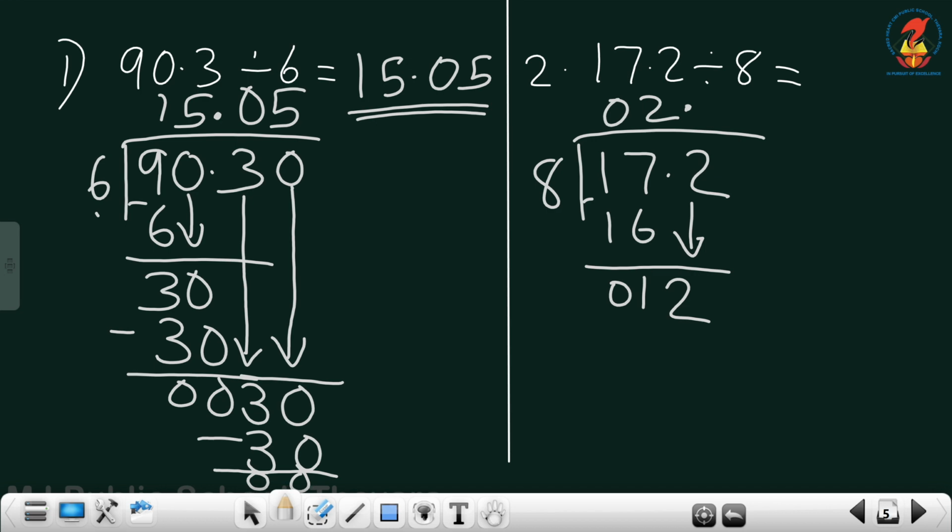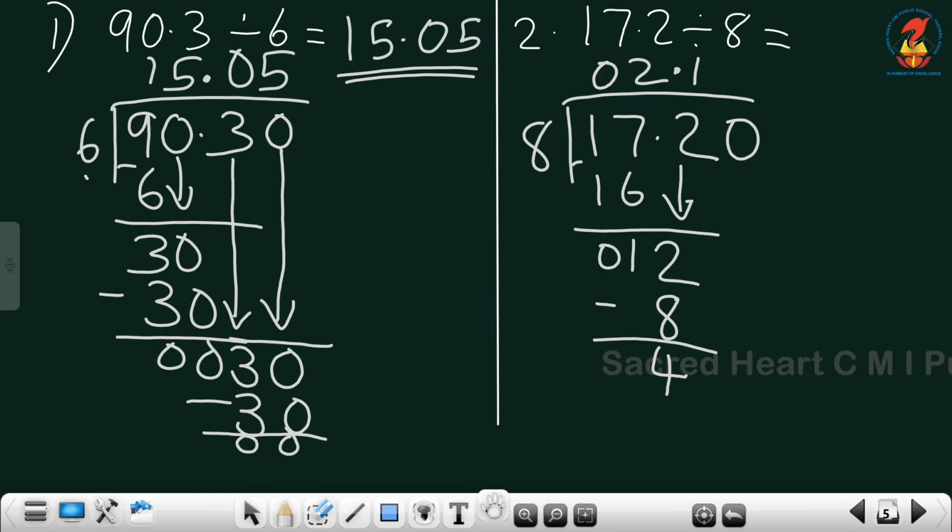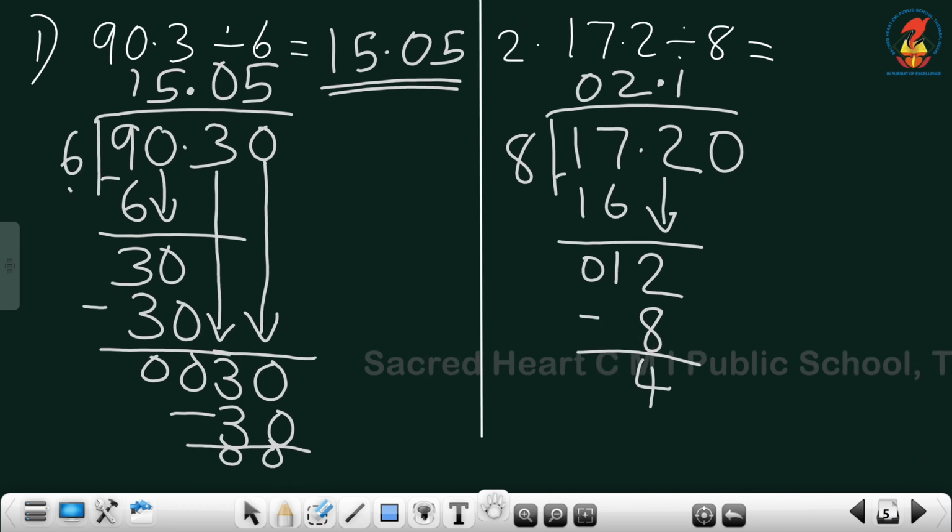It will become 12. 8 into which number equals 12? 8 1s are 8, and the remainder is 4. Here the remainder is 4, and I need to make it 0. How? I need to add one 0 in the dividend. After that I need to take that 0 down. Okay, I'll take it down.